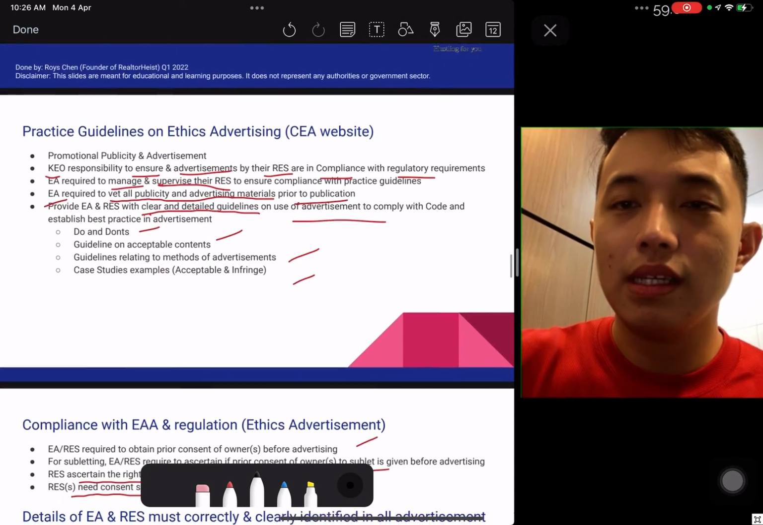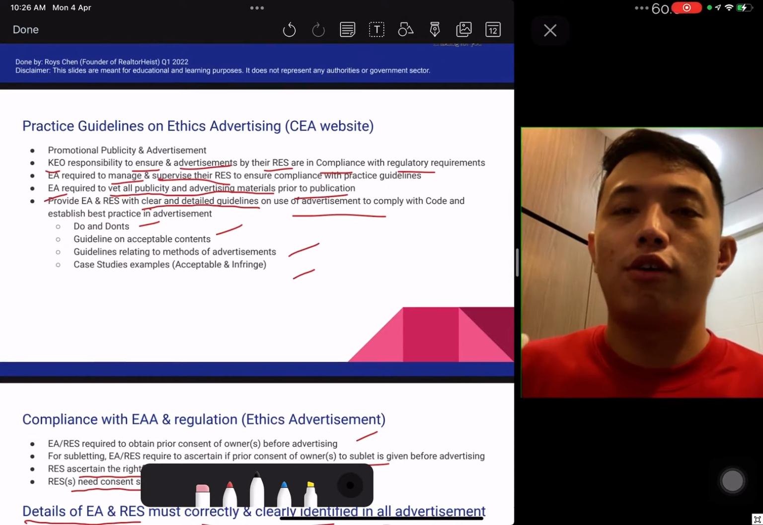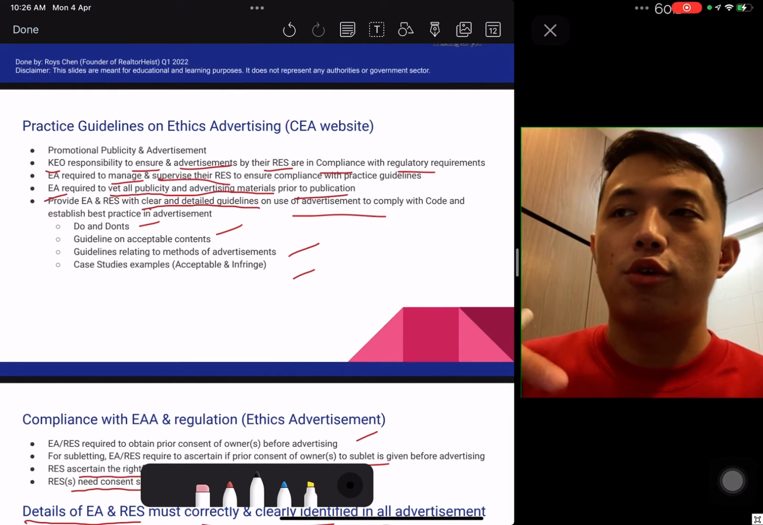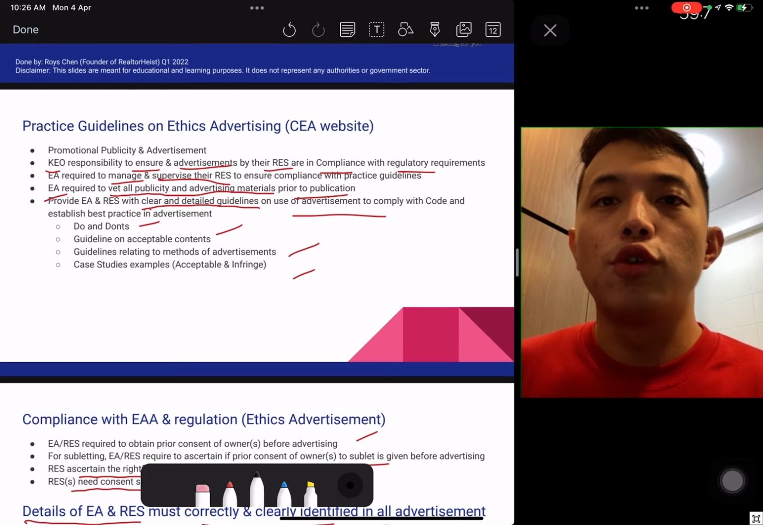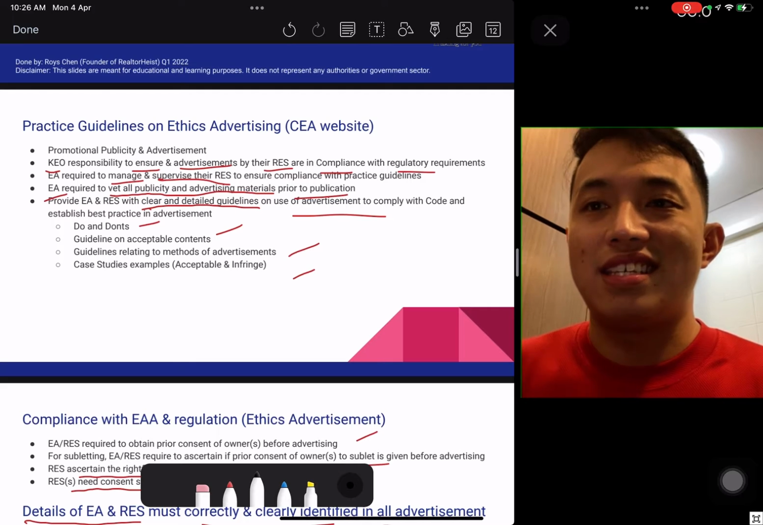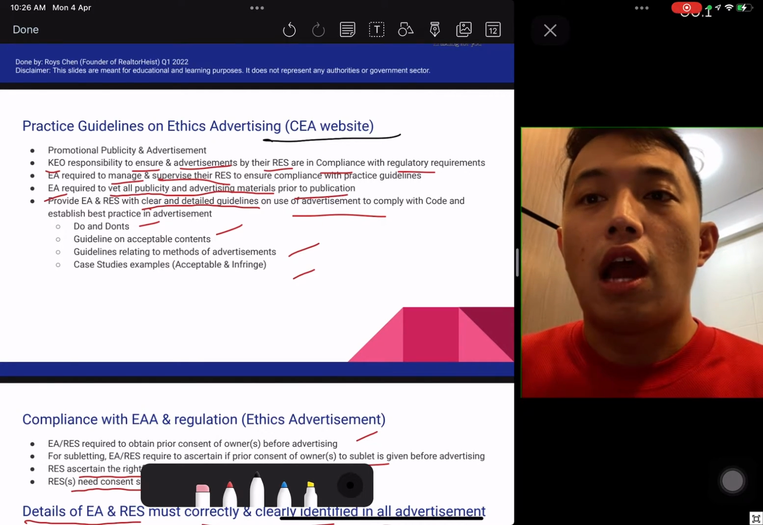Next, I'll go faster, guys, because I don't have that much time, and I realize that we'll be slowing down a lot. So we're going faster. So the practice guidelines on ethical advertising are under the CEA website, under the guidelines. I will not go through every single thing.